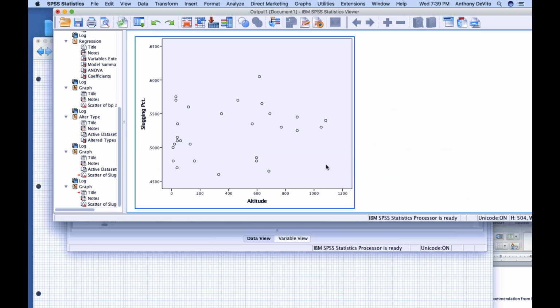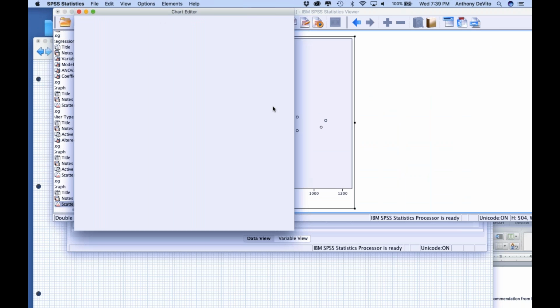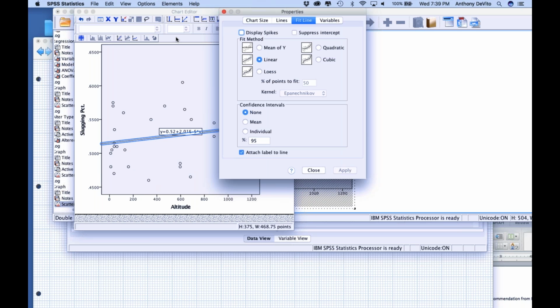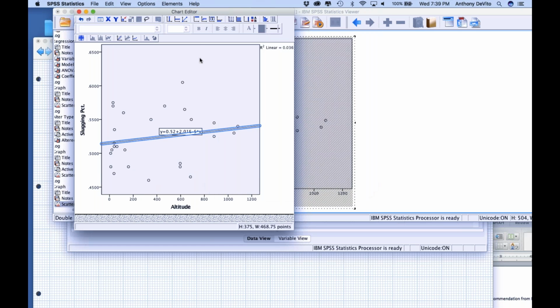Does it look like there's a correlation there? Doesn't look like much of one, does it? A little bit, maybe. Let's draw that best fit line and see what that looks like. That least squares line. There's a little bit of a correlation, right? A little bit of an effect. And my R value, what does my R square value look like? Well, gee, it's only 0.03, right? What does that tell us? That tells us that the altitude only accounts for 3 or 4% of the variability in the slugging percentage.